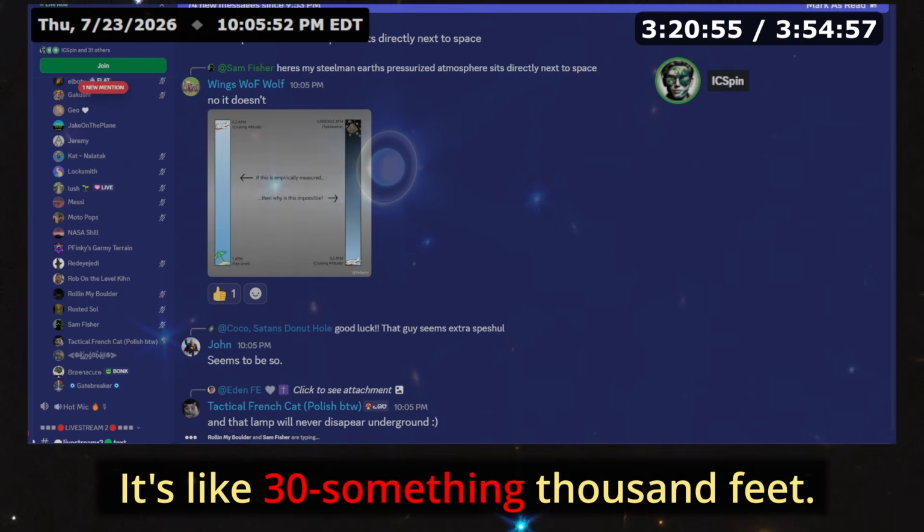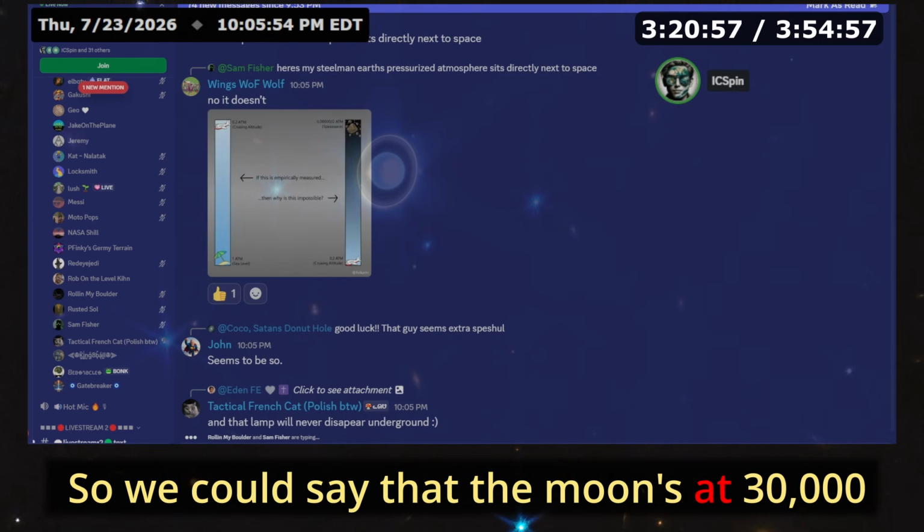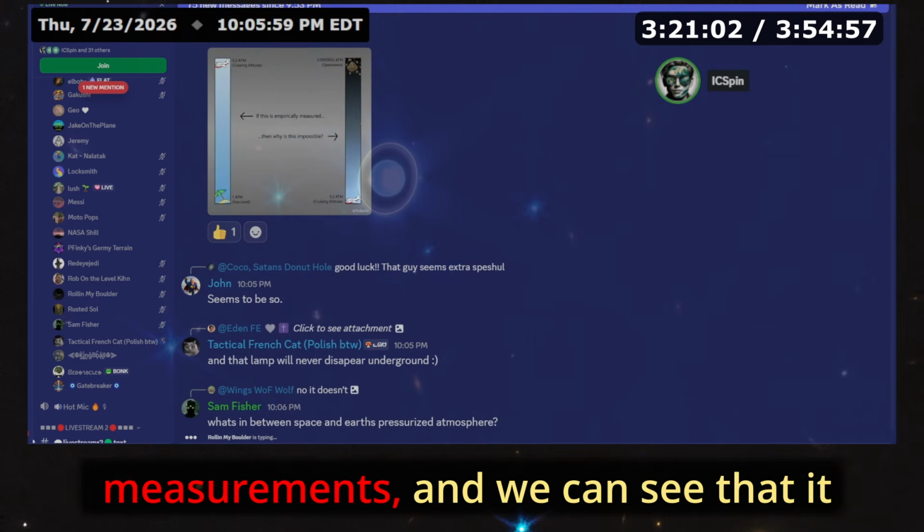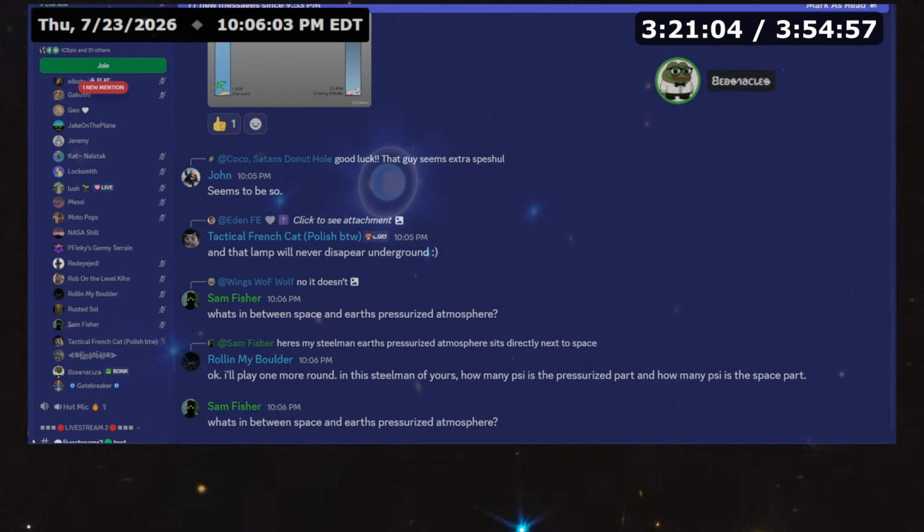It's like 30-something thousand feet. So we could say that the moon's at 30,000 feet above the Earth, like using this as evidence, and then we could make measurements and we can see that it doesn't work on a flat Earth. Kind of my general argument.